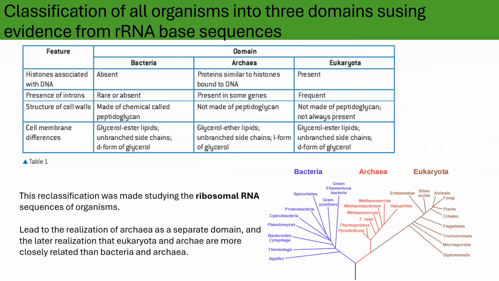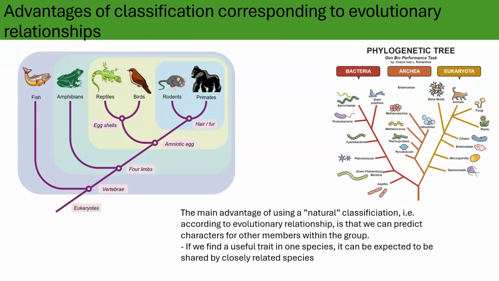So this way of doing classification, using natural classification following evolutionary relationship, means that we can then predict characters of new members within that group, or members that we don't know if they have that character. For example, if you find that a given species has some kind of medicinal compound, then related species that we later find, or that we haven't looked at yet, we can also predict that they would have that compound, so we can also try to find it in those related species.